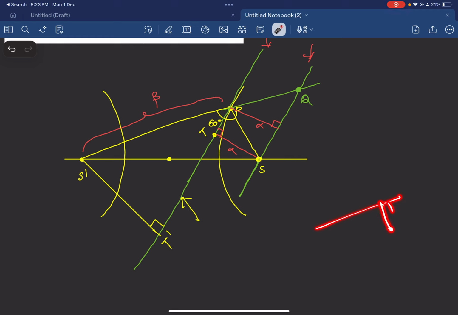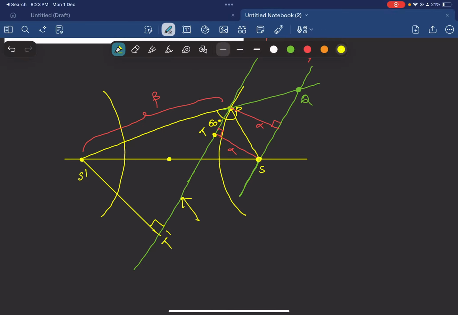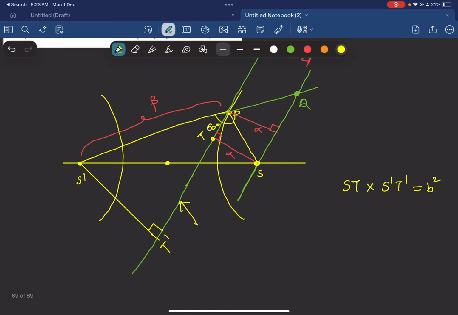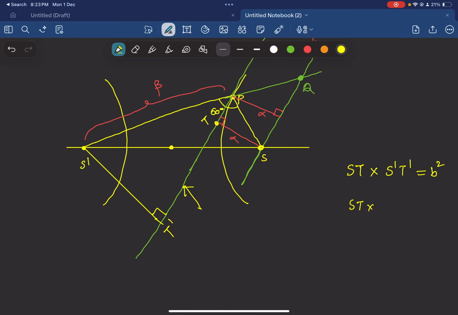All right, so then there is a very interesting property about these lengths. You can prove it. If you don't know the proof, let me know in the comment section. I will make a video on it. So ST into S dash T dash is simply your B square. In this case, your B square is 9. So ST multiplied by S dash T dash is equal to 9. We know ST is alpha, multiplied by, we have to find out S dash T dash. So how do we find out S dash T dash?